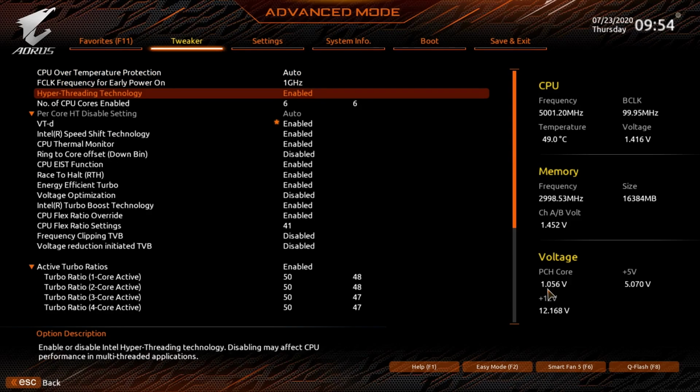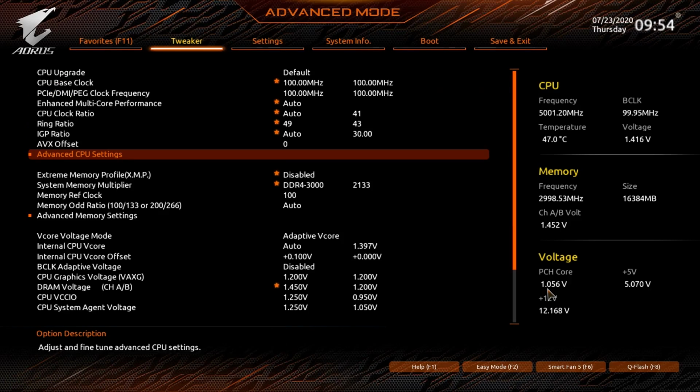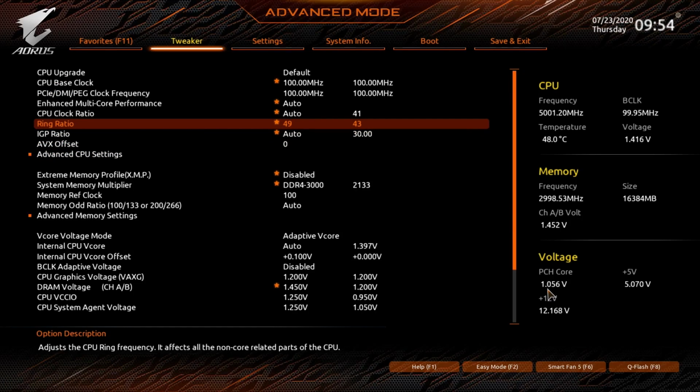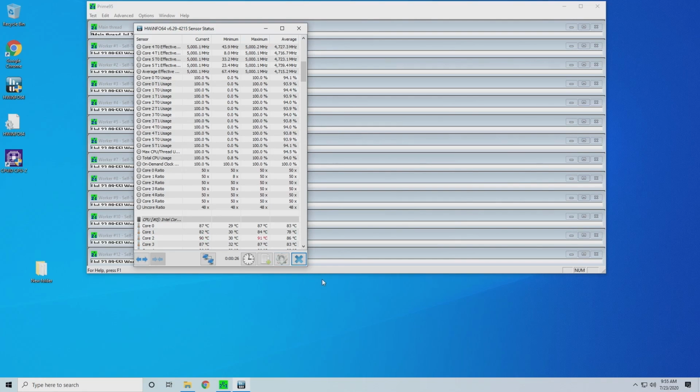So 50 is no good. And then we ran 49, and it crashed after 20 minutes. So what we're going to go ahead and do is we're going to try 48, and we're going to set it up to run stress test again. Okay, so we got Prime running again here at 48 ring ratio. We just started it, and you can see now that it's correct. So that was the issue there while we were seeing 47. So just make sure you disable that setting if you're overclocking the uncore.